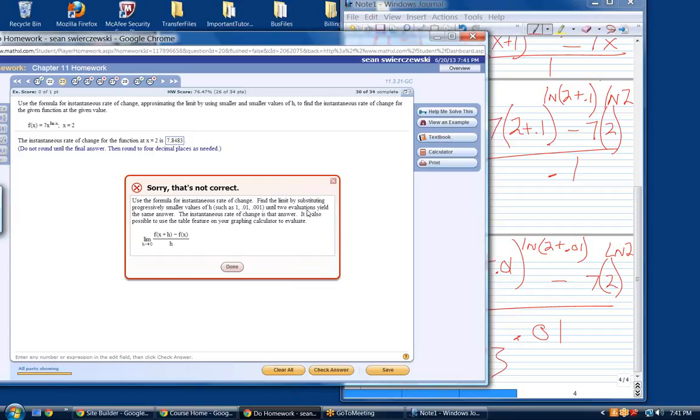Until 2 evaluations yield the same answer. Okay, so that's 0001. Should I X this, sorry? We're going to get another chance, right? Yeah. I guess they mean the same answer to 4 decimal places.